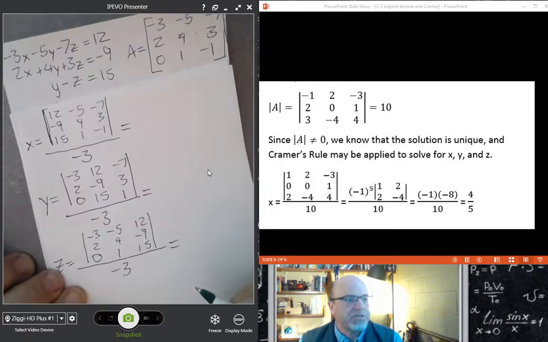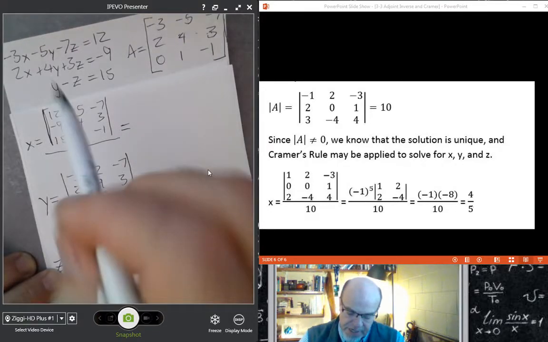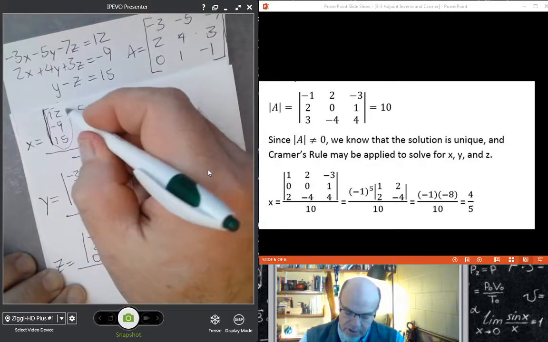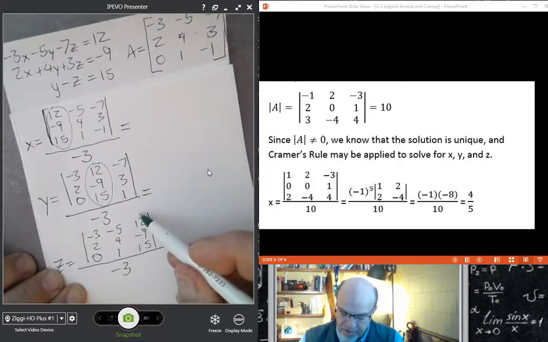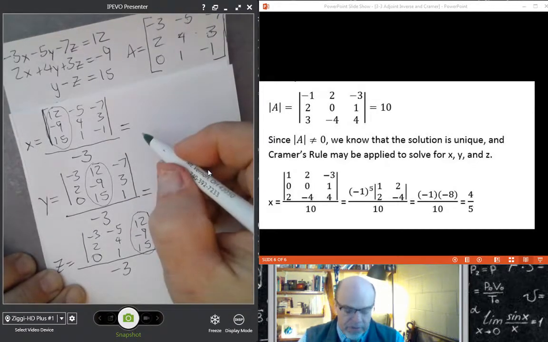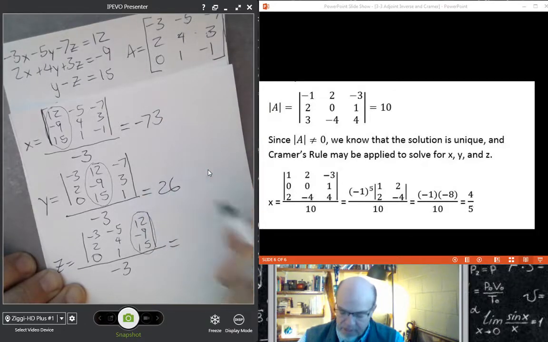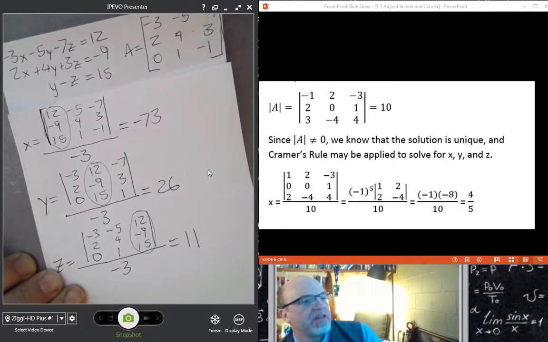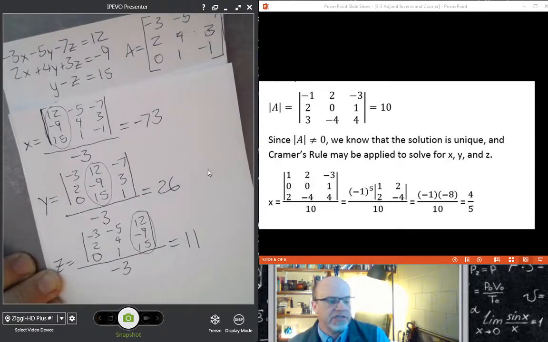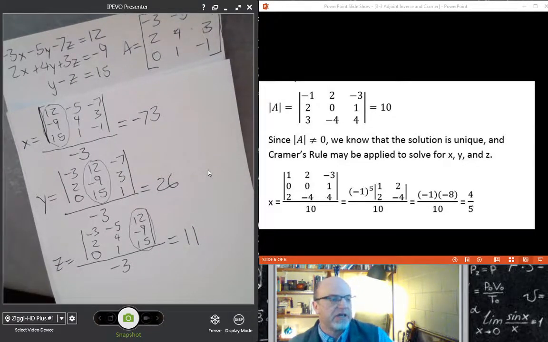Now I'm trusting you folks to plug this in and calculate the determinant. Switch out column 1 so you can figure out x, switch out column 2 so you can figure out y, switch out column 3 so you can figure out z. And if you do that correctly, you're going to get -73 for x, you're going to get 26 for y, and you're going to get 11 for z.